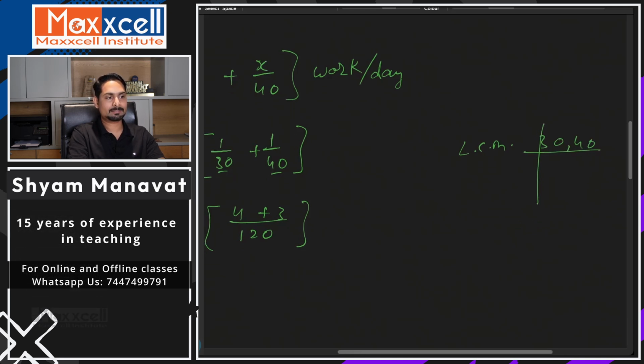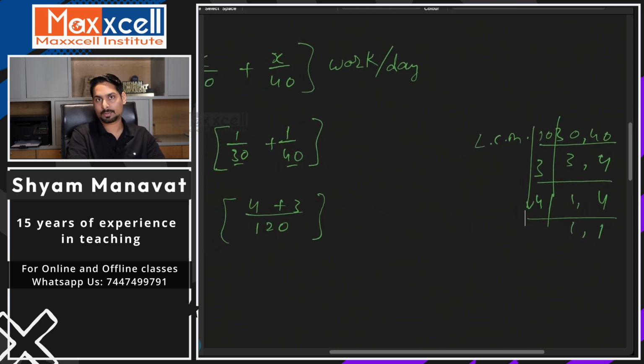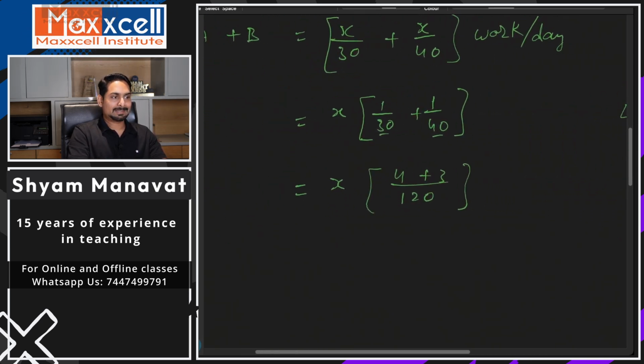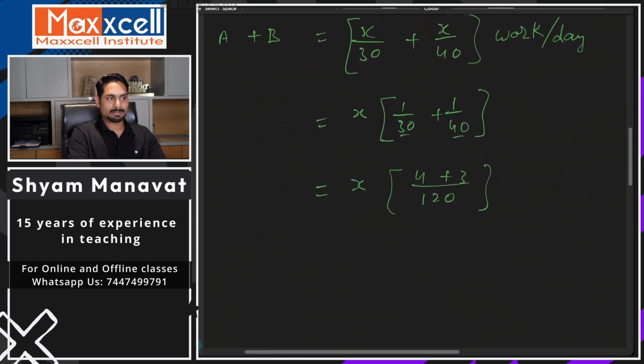How to take the LCM? Let's divide by a common number. Let's say it is divisible by 10, so this will give you 3, this will give you 4, then divide by 3, that will give you 1, and 4. Divide by 4, this gives 1 and this gives 1. Then you multiply these numbers and you get the LCM, right? So we take the LCM of the denominators, that is 120.